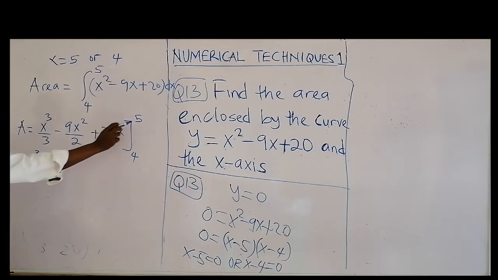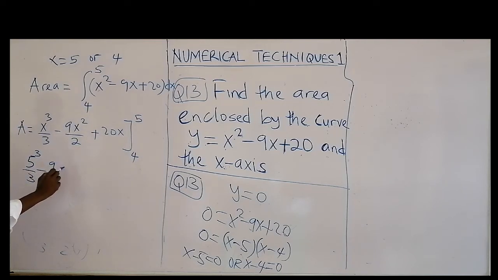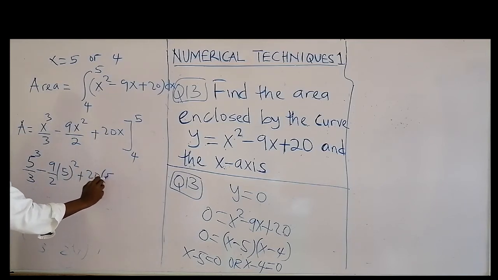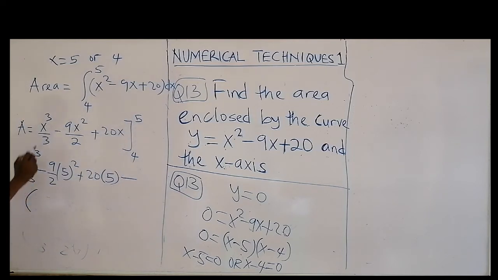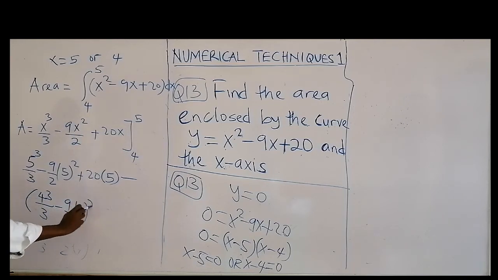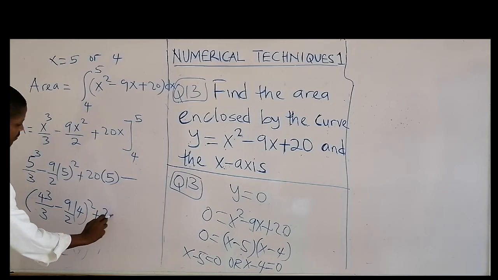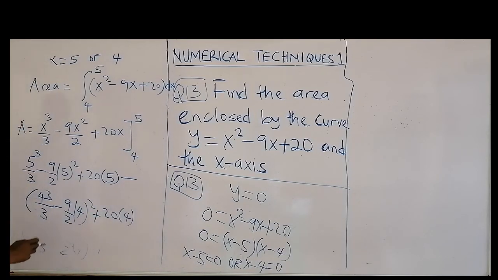So this will be equal to 5 to the power 3 over 3, do the upper one first, minus 9 over 2 times 5 squared, plus 20 times 5. So I'm done with the upper boundary. Then for the lower boundary, you put the 4 in for x. That will be 4 to the power 3 over 3 minus 9 over 2 times 4 squared, plus 20 times 4. So that finished that.